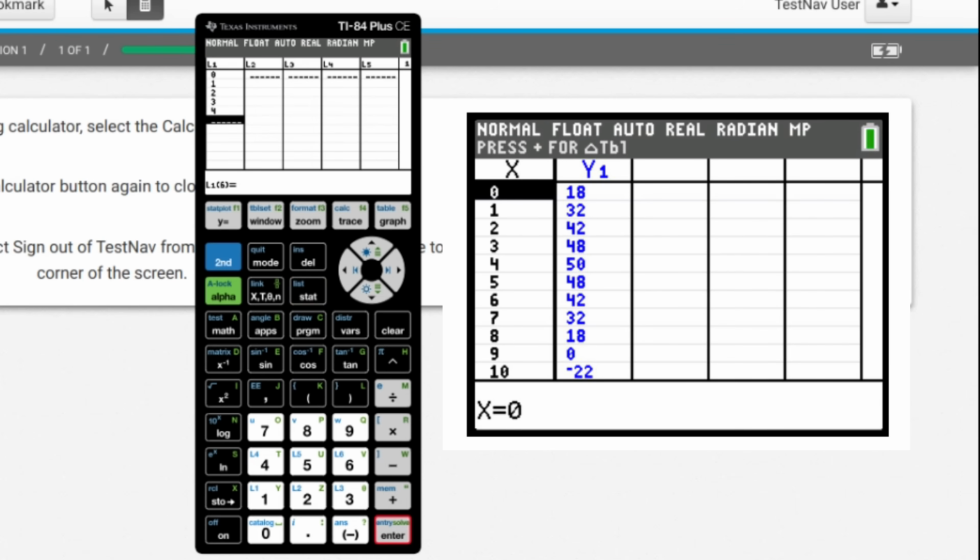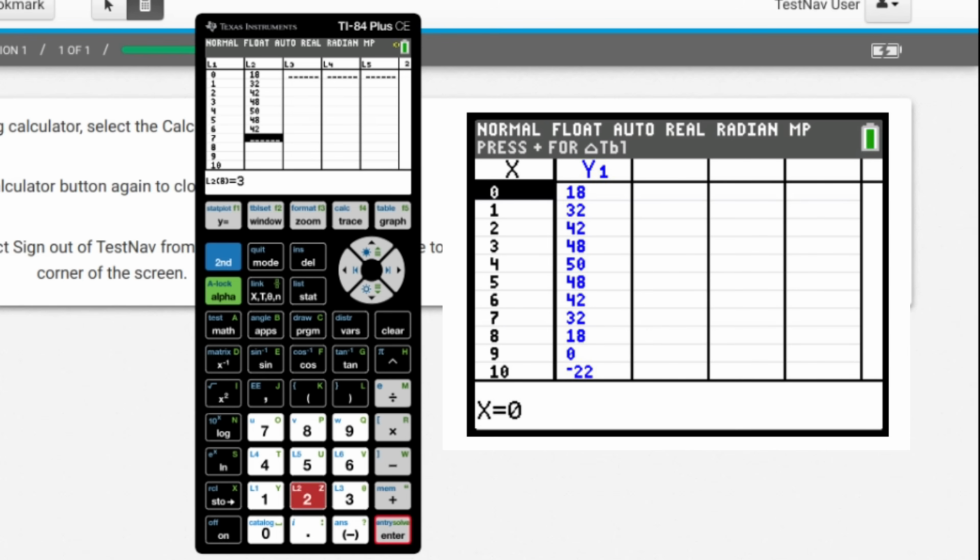Yes, I'm typing in all of my numbers. I'm typing them all in because I'm a math teacher and precision is key. All right, 18, 32, 42, 48, 50. Feel free to fast forward this, or while you're waiting, you click the like and subscribe button, please.